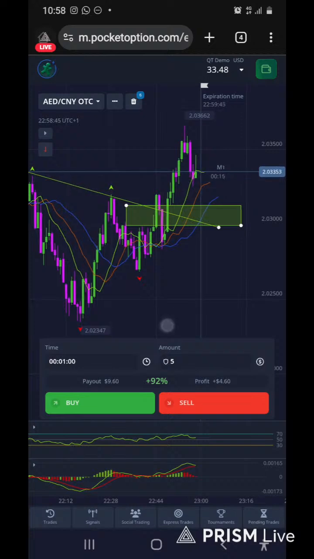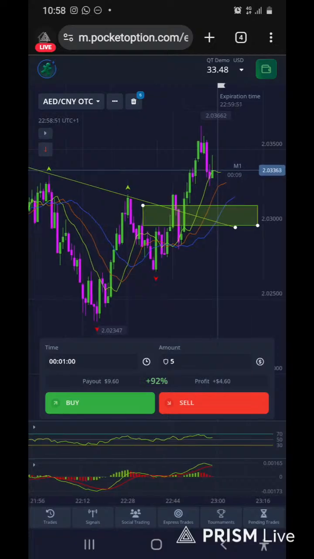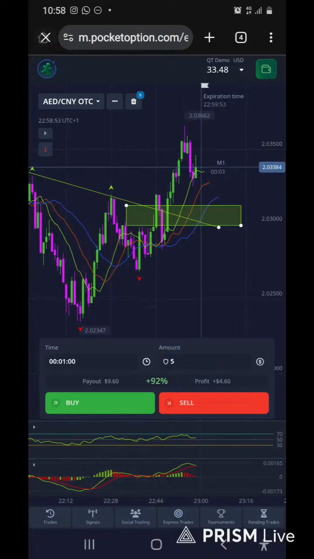So this is all for today. The market is still going to come and touch this, but we've reached our goal, so there's no point now.